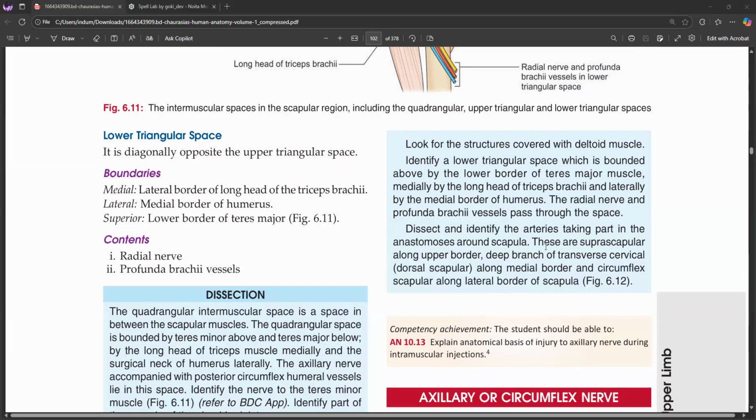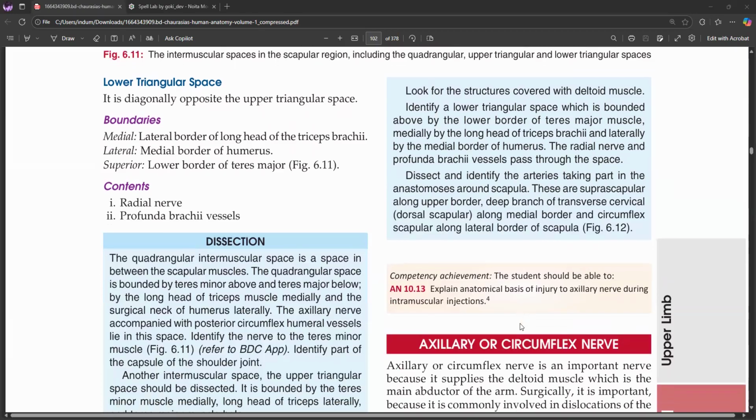Dissect and identify the arteries taking part in the anastomosis around scapula. These are suprascapular along upper border, deep branch of transverse cervical, which is dorsal scapular, along medial border, and circumflex scapular along lateral border of scapula. Figure 6.12.